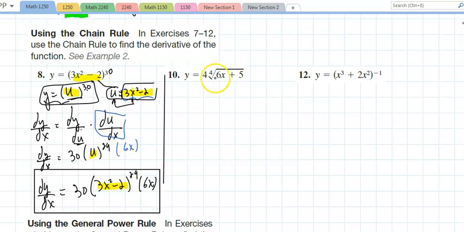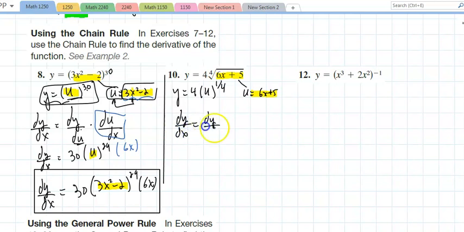The same thing. I know how to take a derivative of a 4th root. I know how to take a derivative of 6x plus 5. But what I'm going to do is let u equal the inside of that radical. That indicates that y is no longer a function of x. If you put u in there, isn't that 4 times u to the 1/4 power? And now when I say find dy dx, wouldn't you say y depends on u and u depends on x?